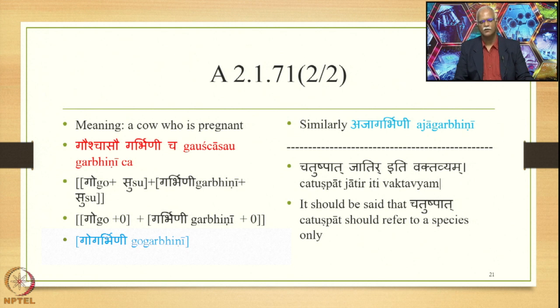The statement of the traditional commentators on this sutra is chatushpad jatir iti vaktavyam. What it means is, it should be said that chatushpad should refer to a species only and not to anything else. So that's why go and aja, these are the species that are referred to, and therefore this compound is possible in accordance with this particular statement. Chatushpado garbhinya.